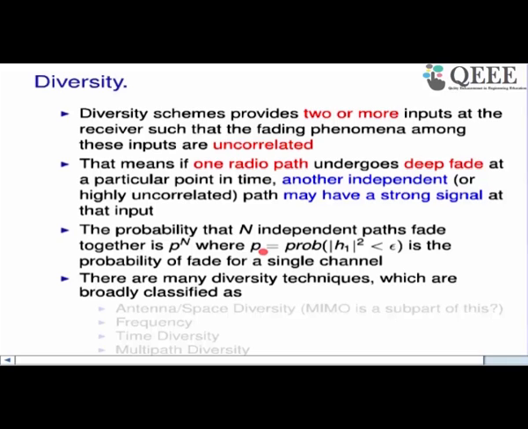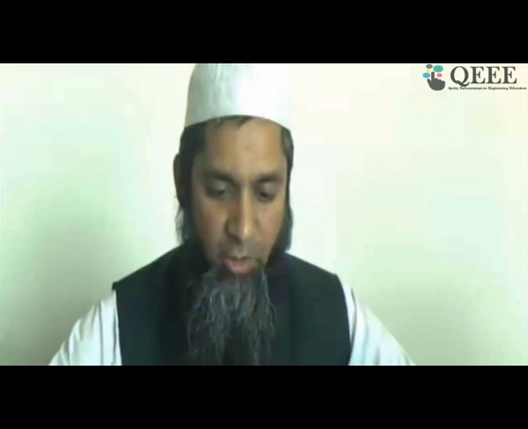Okay, this p is equal to 0.1, n is equal to 2. So now, what is the probability of both of them fading together? It is p squared, that is equal to 0.01. So you see the probability that both of them fade together, that is you get a bad signal, is going to be significantly smaller. If you make it n is equal to 3, it is going to be 0.001. It is 1 in 1000.